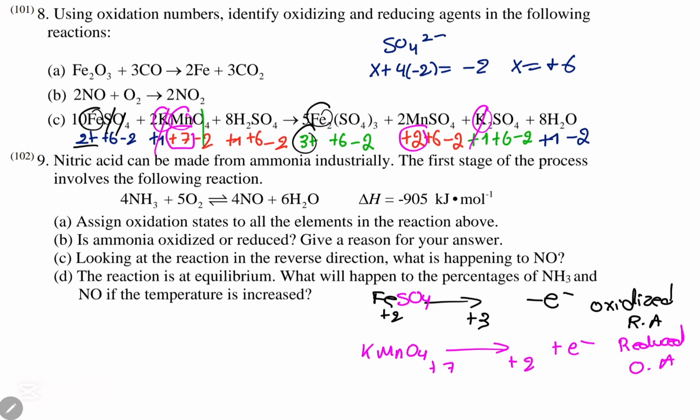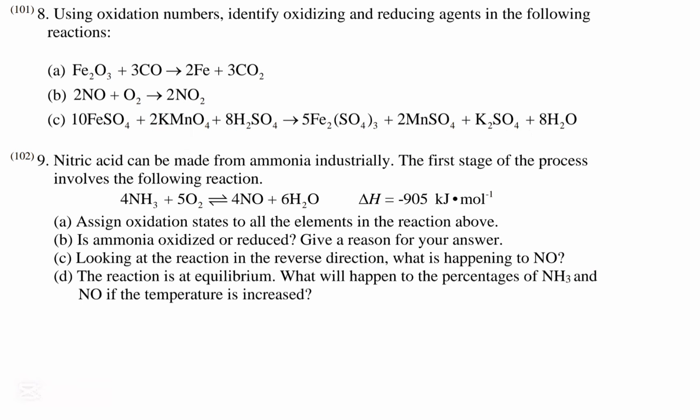Oxygen is -2 as usual. And then hydrogen, sulfur, whatever, they don't really change. So these are the two main changes, and thus we got which one is the oxidizing agent and which one is the reducing agent. That's it for question number 8.